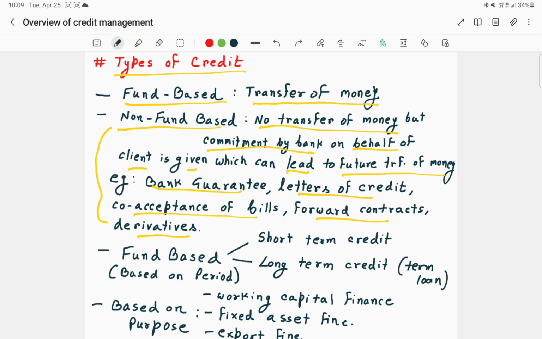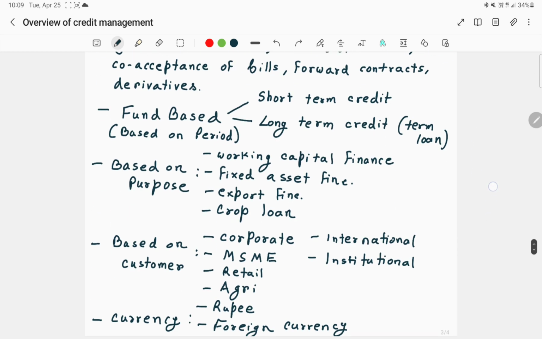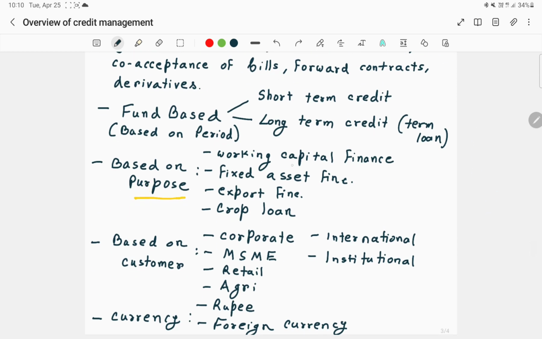Now, the fund based credit can be divided based on period. It can be for short term or long term, which are called term loans. Also, it can be based on purpose, like for working capital finance or fixed asset finance, export finance or crop loan. It can also be based on customers, like for corporates, MSMEs, retail, agriculture, international or institutional. And lastly, it can be divided by currency. The loan can be of rupee or foreign currency, right?